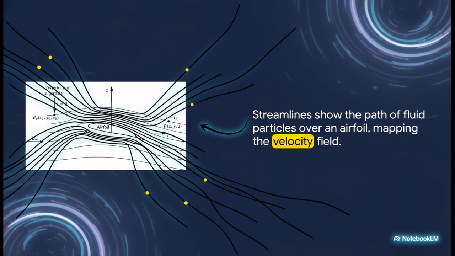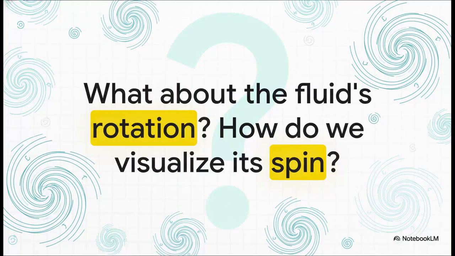Okay, so let's start with something we've all probably seen, streamlines. You know, they're the classic diagram in every textbook showing the path air particles take as they flow over a wing. They give us this beautiful map of the velocity field, basically where the air's going and how fast it's moving. This is pretty much Aerodynamics 101. But here's the thing. Streamlines only tell part of the story. They show us the linear motion, where the air is going, but they tell us absolutely nothing about its local rotation. So how in the world do we actually see the spin?